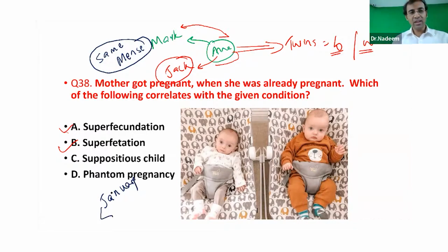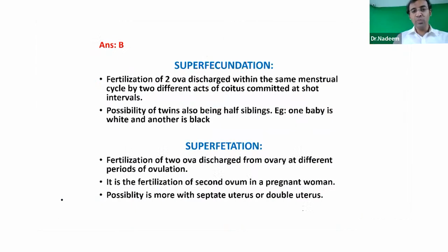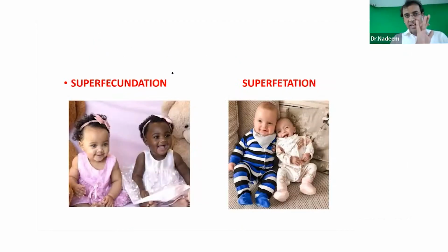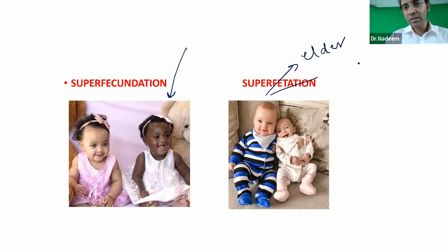But suppose a female has a septate uterus or double uterus, and there was a fertilization in January, and again next month in February there was fertilization of another ovum. So here actually there are 2 menstrual cycles, 2 ova, 2 sperms. This is superfetation. See, this is superfecundation: same age, same menstrual cycle, one is white, one is black. In superfetation, one baby will be elder and one will be younger.